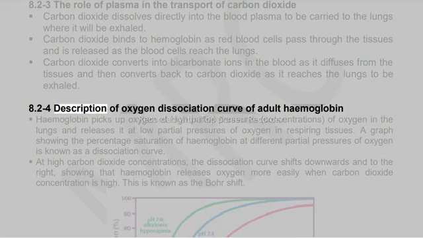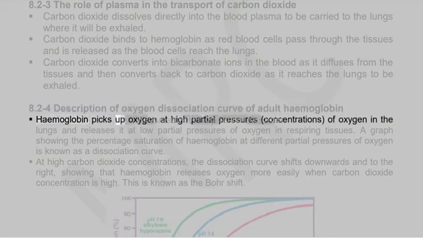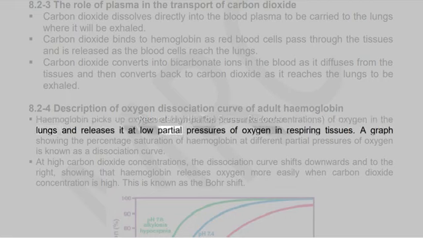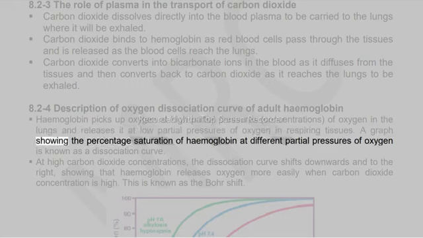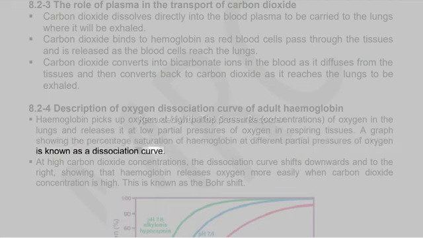8.2 to 4 Description of oxygen dissociation curve of adult hemoglobin. Hemoglobin picks up oxygen at high partial pressures, concentrations, of oxygen in the lungs and releases it at low partial pressures of oxygen in respiring tissues. A graph showing the percentage saturation of hemoglobin at different partial pressures of oxygen is known as a dissociation curve.